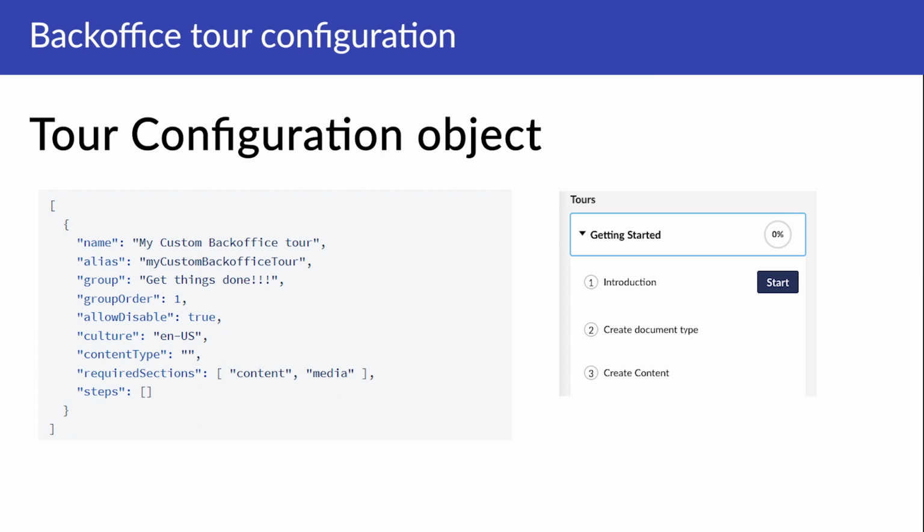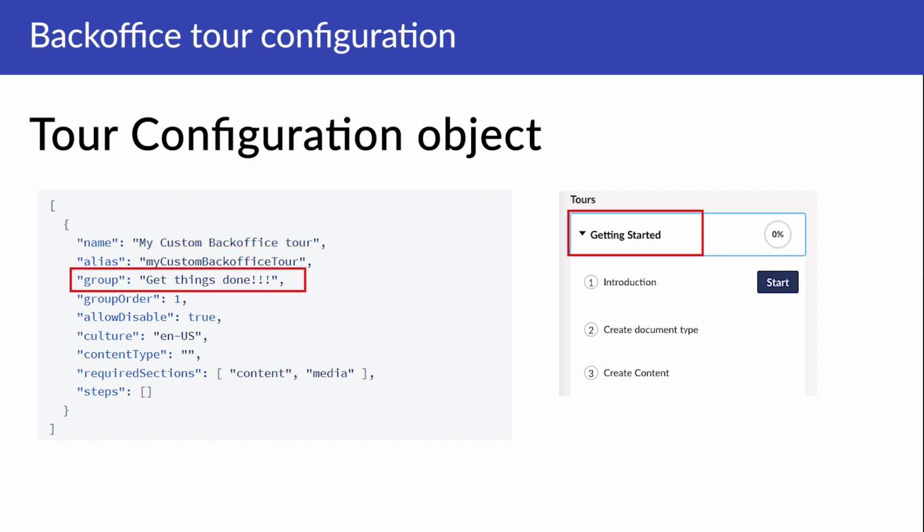First, let's take a look at how we can configure the tour. We first have the tour configuration object. First, we have the name. The name is the name that is displayed in the help drawer for the tour. Then we have the alias, which is unique for your tour. This is used to track the progress a user has made while taking the tour.